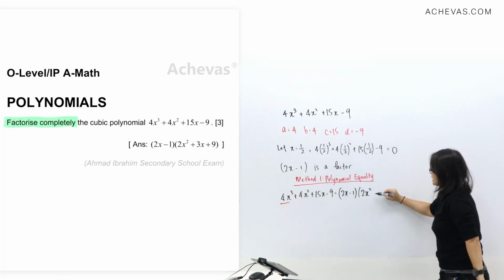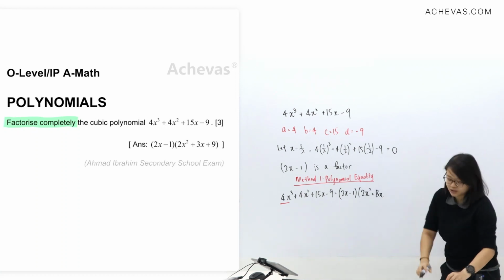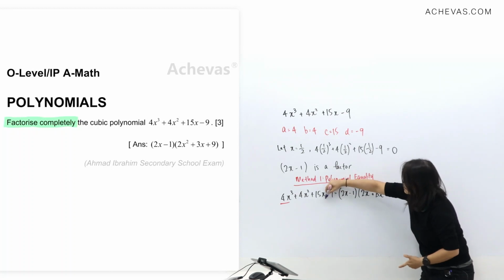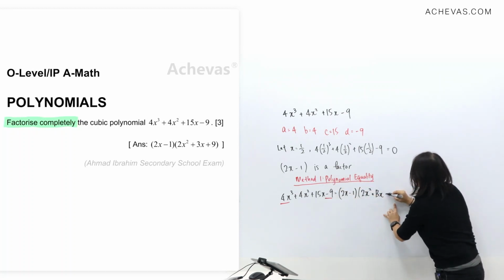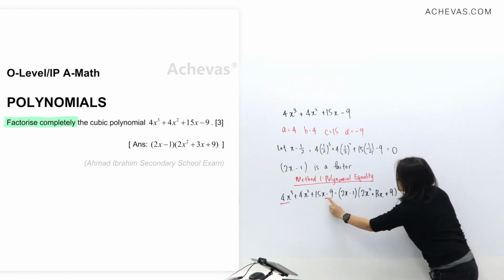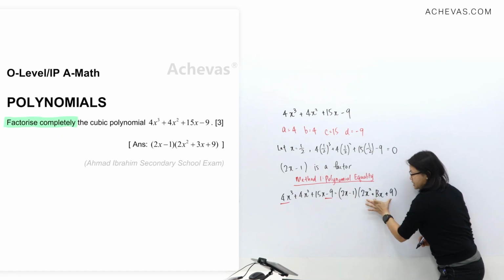So this is a quadratic, followed by a term. I'm going to write down bx first. Let's check the constant here, negative 9. Negative 1 needs to multiply by a positive 9 to get the constant negative 9. So this is my linear factor, and this is my quadratic factor, pending the term in x.